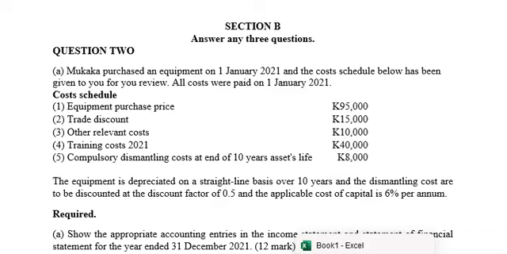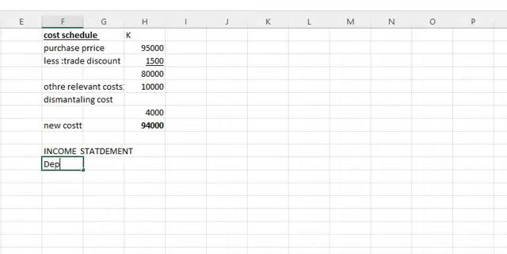So we're going to do the computation of cost. This is what we do. You write cost, and then you underline, and there's a purchase price. The purchase price we are told is 95,000. We said we less trade discount, which is 15,000. So when we say 95,000 minus 15,000, we get 80,000.